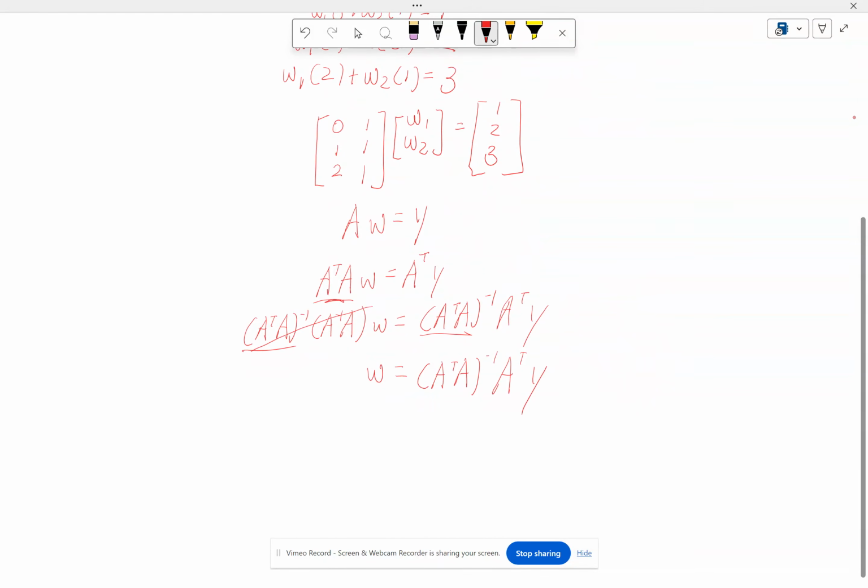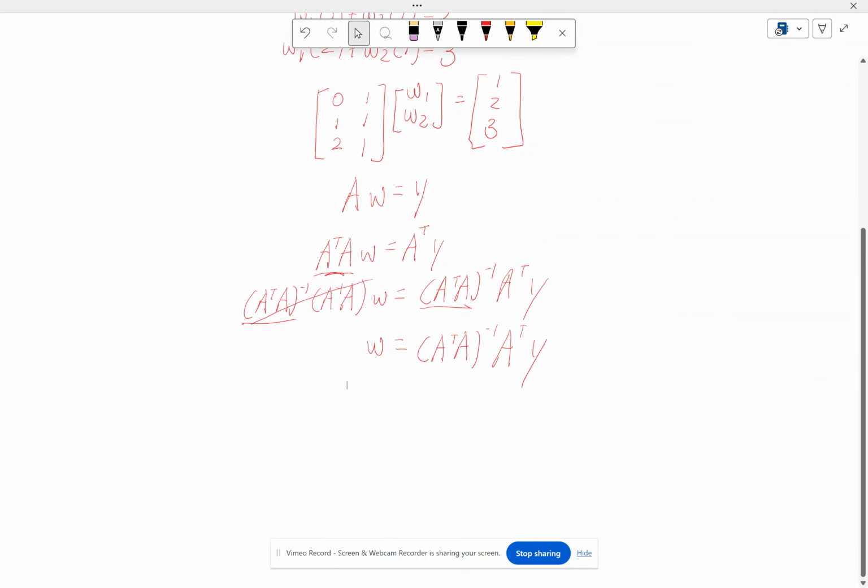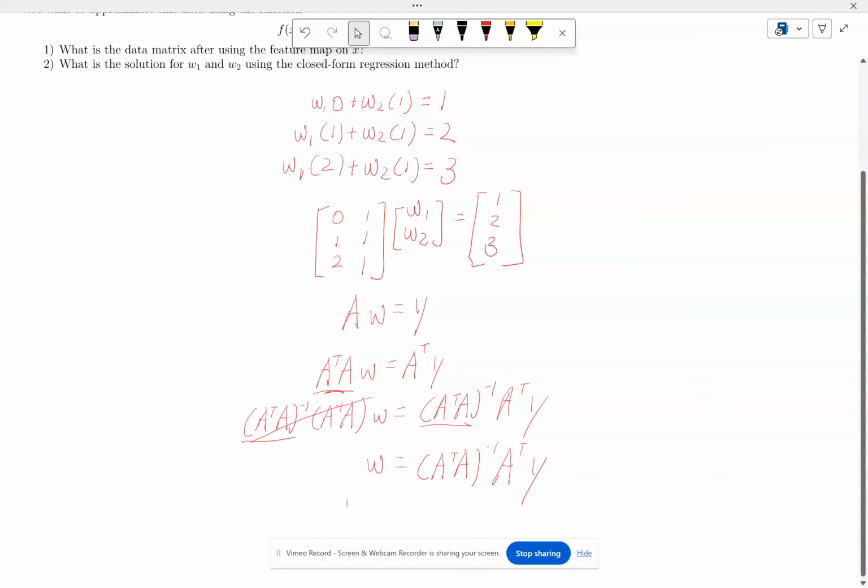So why don't we then solve this? What is A transpose A? Let's take a look. We have A transpose would be 0, 1, 2. Actually, let me write it. Let me write it here.